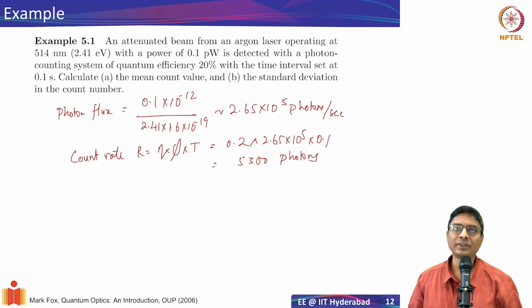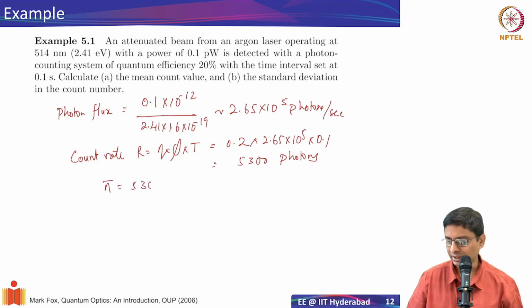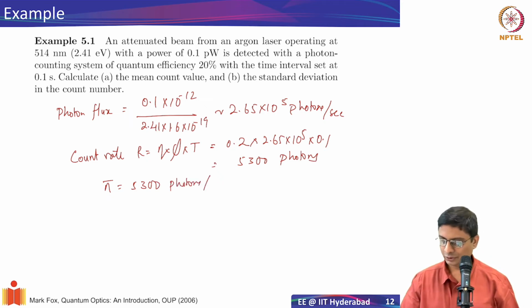Right? Flux is given to you, flux you calculated. Once you have that much photon flux, how many counts? Now what is the mean count? Mean count is 5300 photons. So n bar is going to be 5300 as detected by the system. Photons, not photons per second.